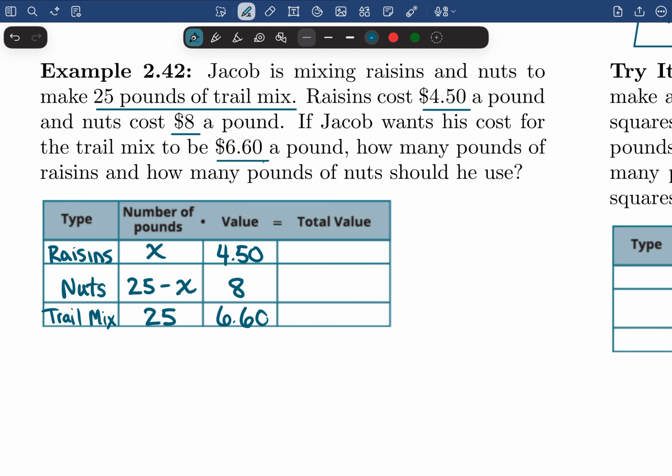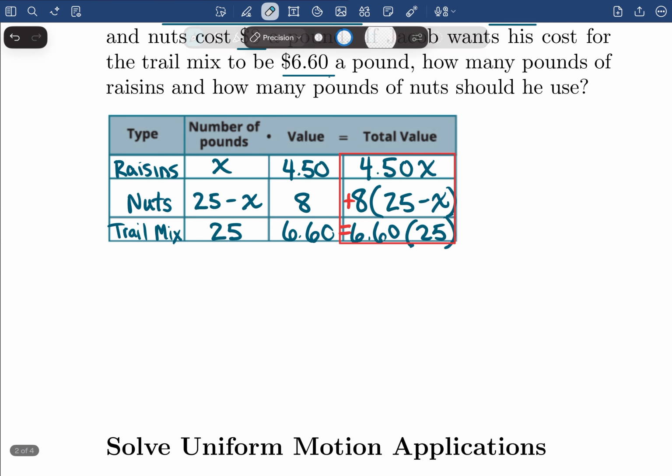So x times 4.50, right? I could just write it as 4.50 times x. And then 8 times 25 minus x. And then, well, 6.60 times 25. And if I add this column together, setting it equal to the grand total value, I have an equation that I can solve for x. So let's write that equation below.